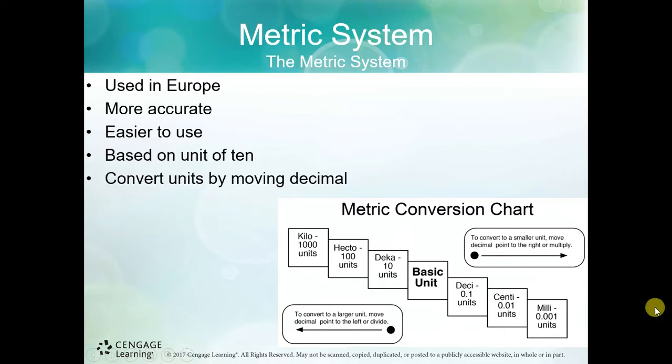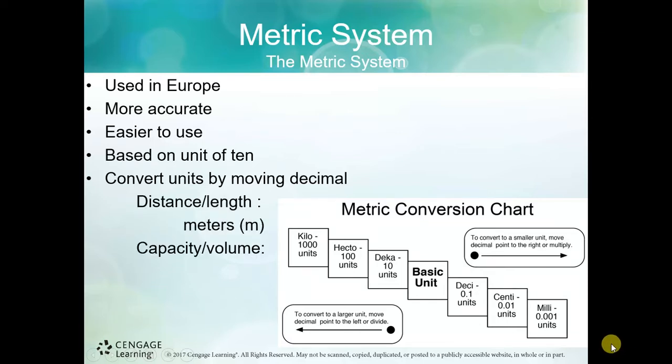It's actually something that Americans have resisted, but it is easier and makes much more sense than the system we use. This chart here may be helpful. It's important that you practice using and understanding the metric system. You can see there that the unit for distance is meters, capacity is liters, and mass is grams.